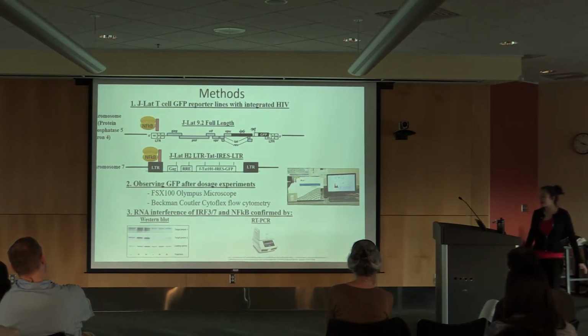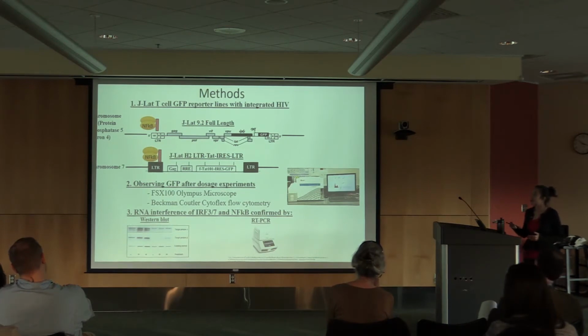All right, so for the methods, I used 2 different cell lines. They're both the JLat T cell GFP reporter cell lines that have HIV integrated into them. JLat 9.2s are full length. They basically are very similar to an infectious virus, except they're missing 2 major proteins, Env and Nef, that allow it to infect.